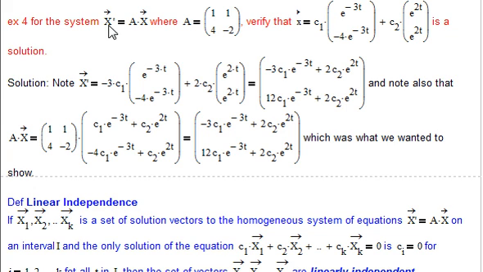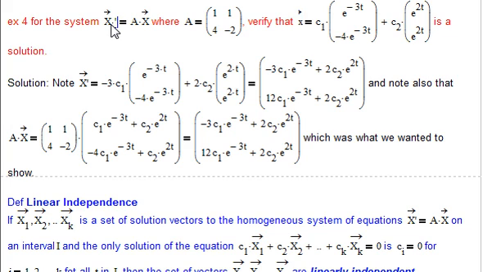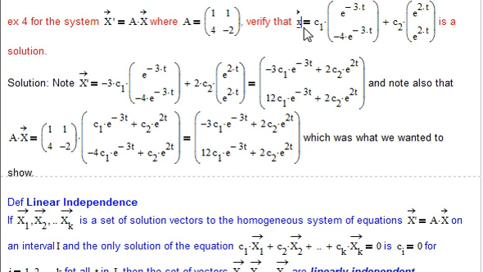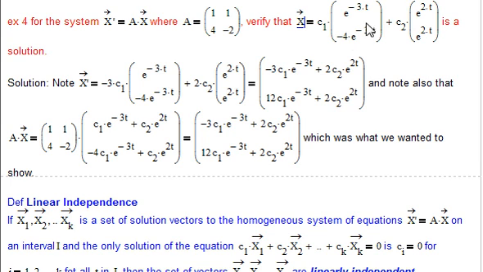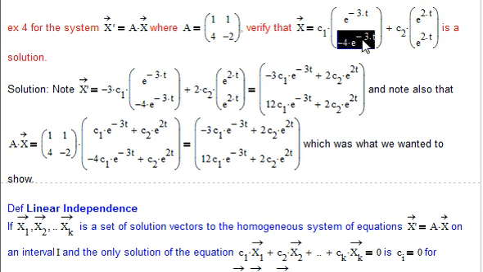So for this example, the system x prime equals, that's vector x prime equals matrix A times vector x, and A is this 2 by 2 matrix, 1 1 in the top row, 4 negative 2 in the second. Verify that vector x, which is c1 times this vector e to the negative 3t, negative 4 e to the negative 3t, plus c2 times e to the 2t, e to the 2t, this vector, is a solution. You think it is? Well, you're right.